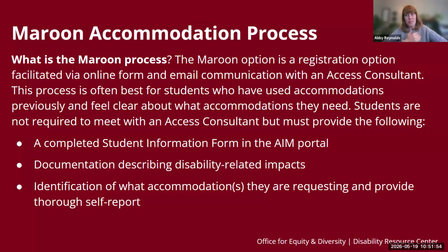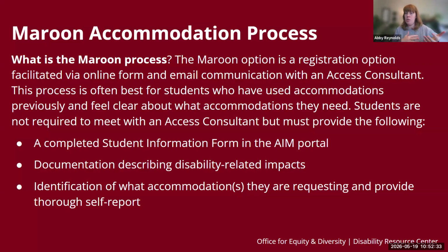And we're still collecting documentation. We typically, in almost all cases, do not process a Maroon request without having documentation from the student. And then they have to identify from the preset list what accommodations they're requesting through that self-report. All of these are reviewed by an access consultant. And then we determine, does the student's request make sense? What they're self-reporting through the form and giving us more information about, does it line up with the accommodations they're requesting? And then if they do, we send those through.